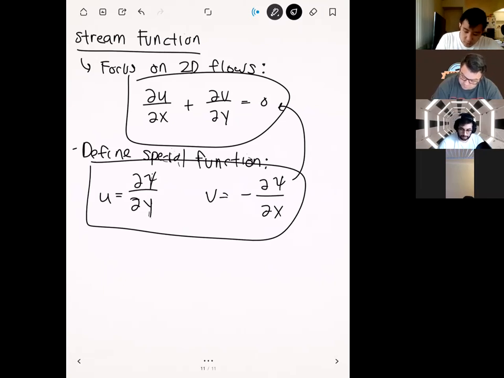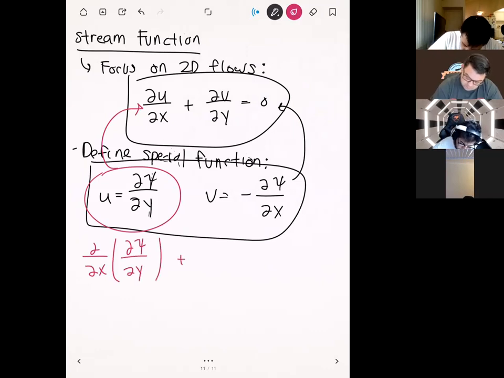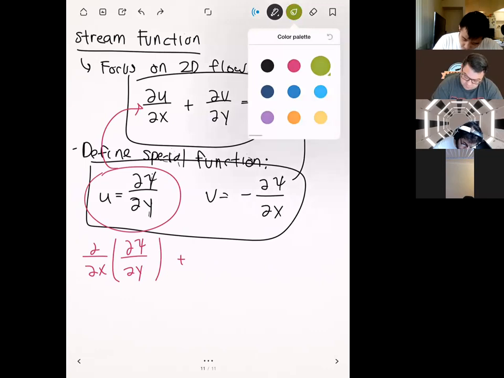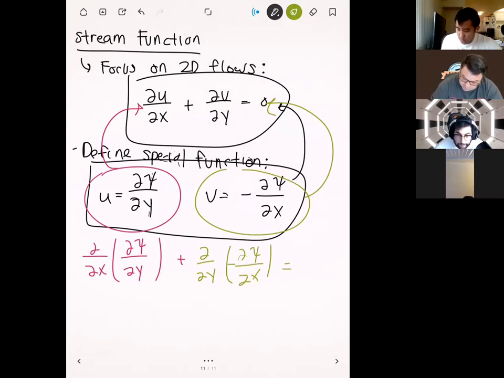Okay? And so, first let's take this u right here and plug it in right there. And so we have d dx of u, which is d psi dy. And we have plus d dy of v, which is minus d psi dx. And you can see that these two terms are equal and opposite, and so they equal 0.